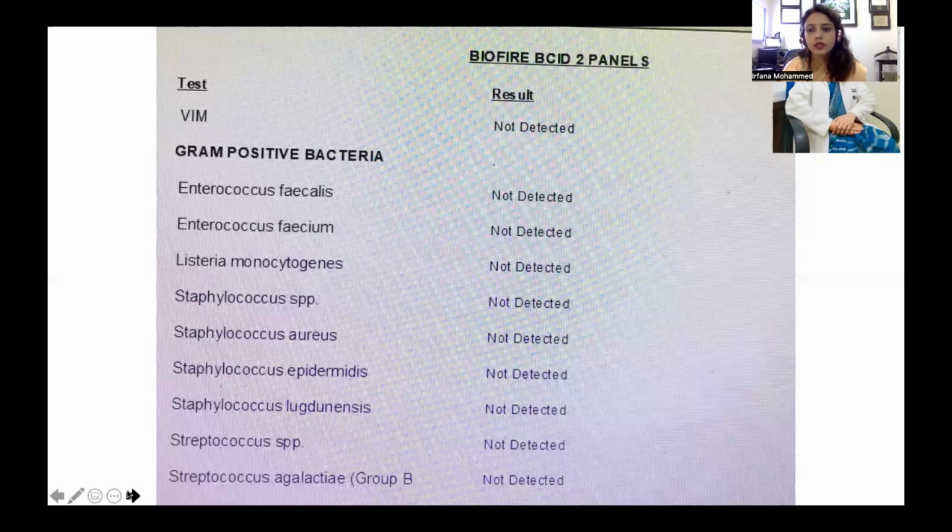So we'll go to the BCID2 panel. BCID is the blood culture identification panel. The significance is that it decreases the time to positivity. Going back to the previous slides, the automated system gives an alarm when the blood culture has flagged positive, and then from that blood culture bottle you can directly do the BCID2. You put it into the BCID machine and you'll get a report within 2 hours.